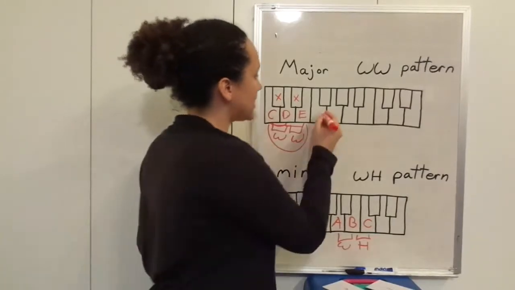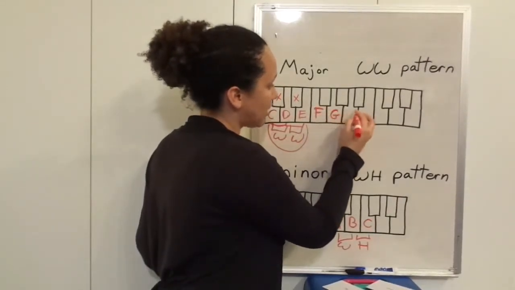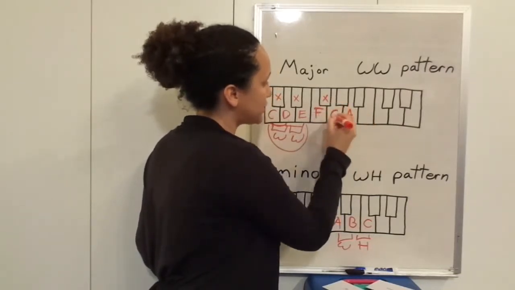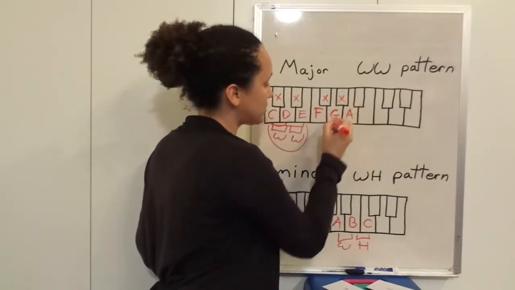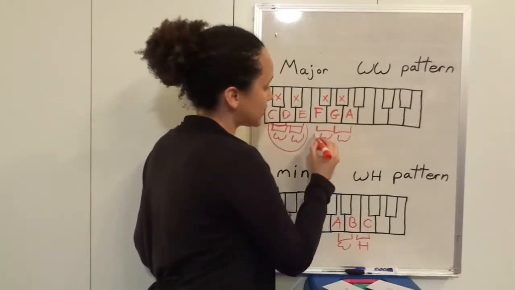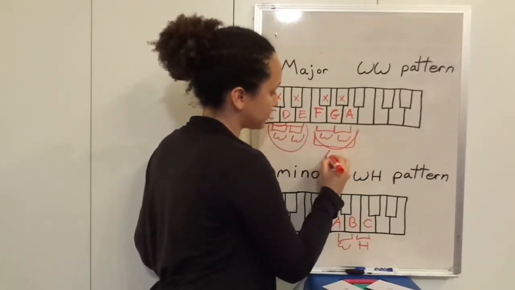Let's compare again. Here's our F, our G, our A. F and G have a note in between. G and A has a note in between. So this is a whole step pattern. So this becomes major. Whoops. This becomes major.